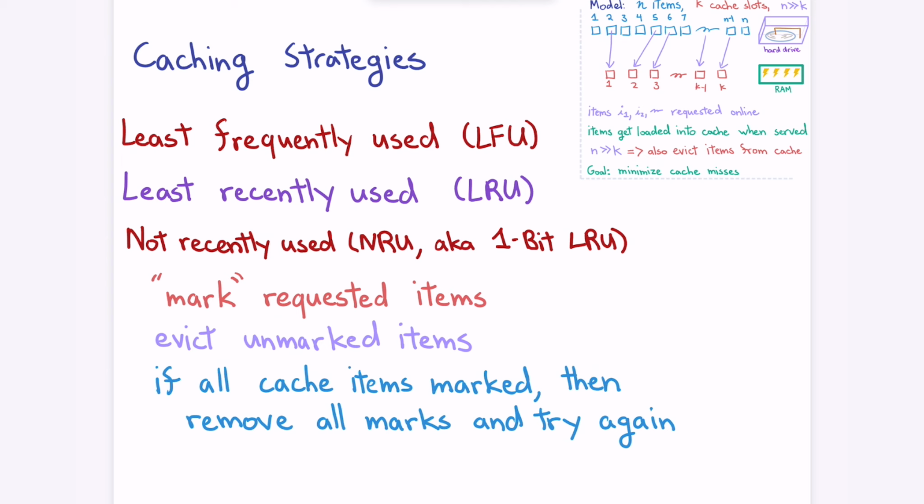We're also going to look at something that's sort of a weaker version of the counter idea. I call it not recently used, but sometimes it's called 1-bit LRU. Basically, when an item gets requested, you're going to mark it. So instead of maintaining a whole counter for every item, we're just going to maintain a bit. As an item gets requested, you mark it, mark it, mark it. When you kick something out, you try to kick out something that's not marked, which is saying it wasn't that recently used, because the most recently used ones are all marked.